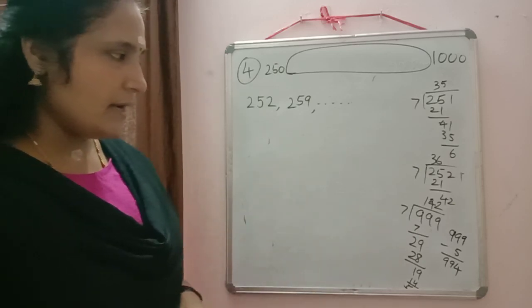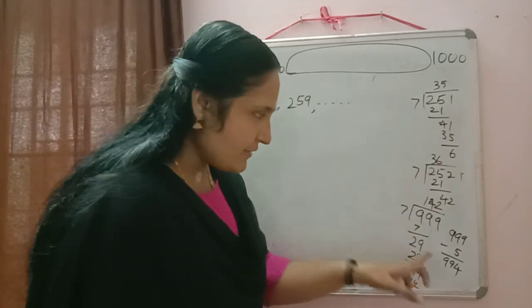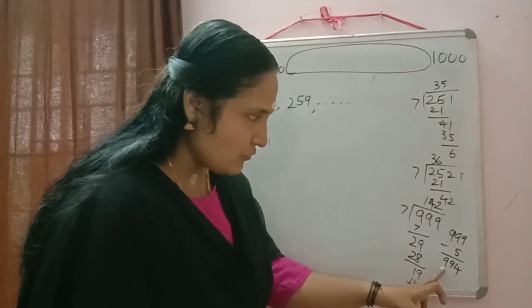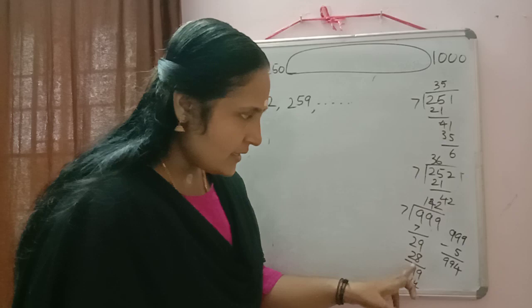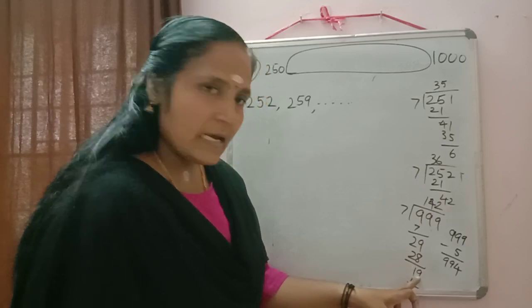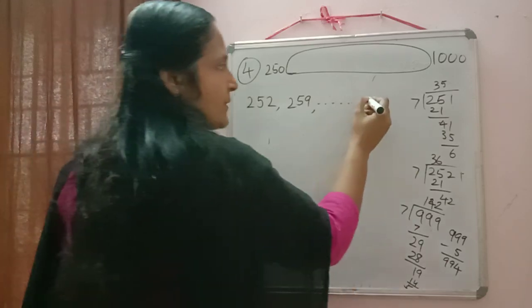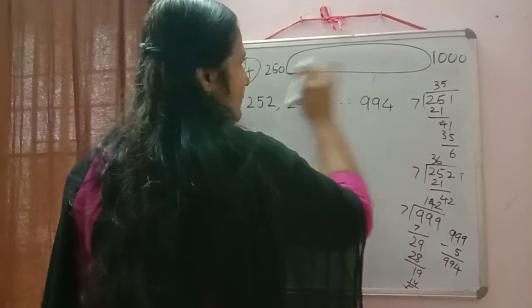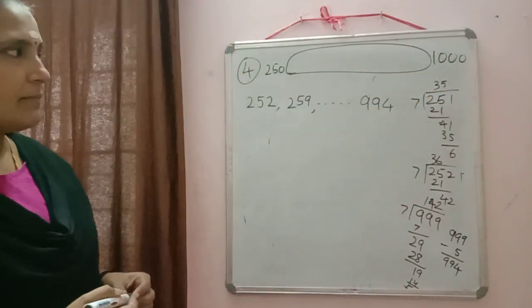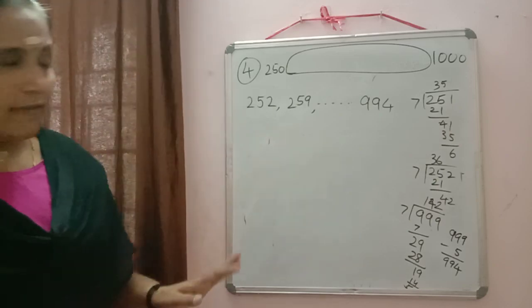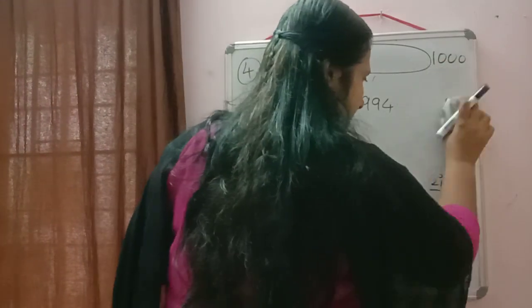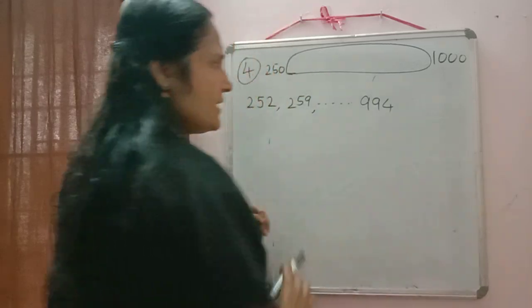So directly I am writing. If you want, you can check. 7 ones are 7. 9 minus 7, 2 will come. Then 29. Here instead of 19, 14 will come. So 994 will be the last number between 250 and 1000 which is divisible by 7. So we have the AP in this way. We have to find the sum of these numbers.